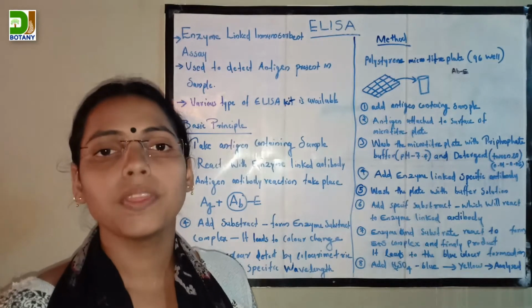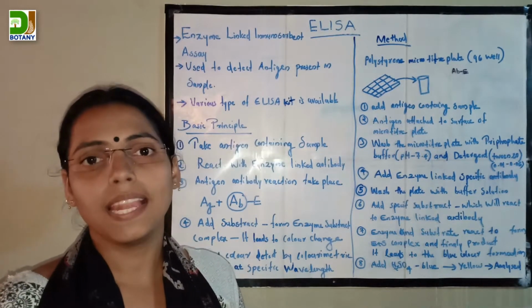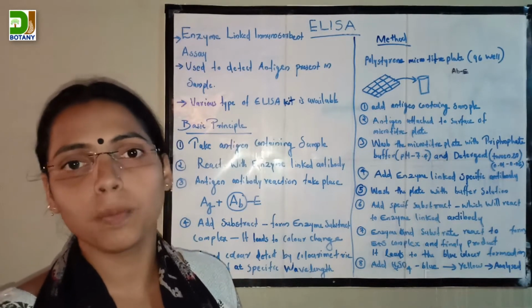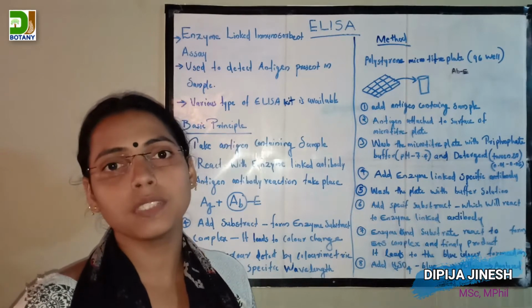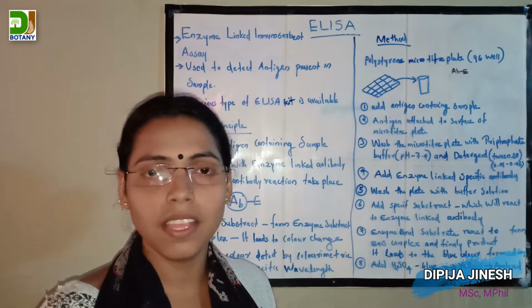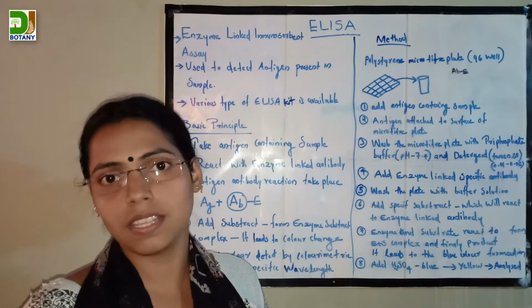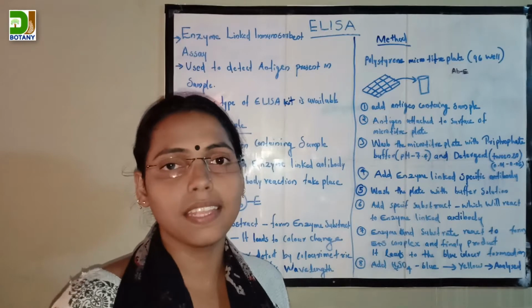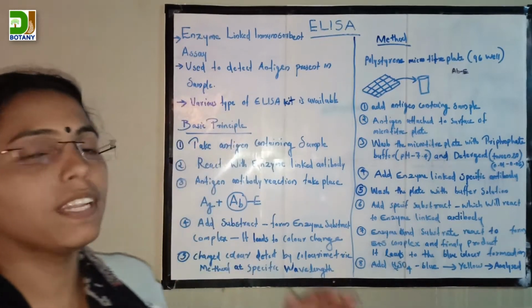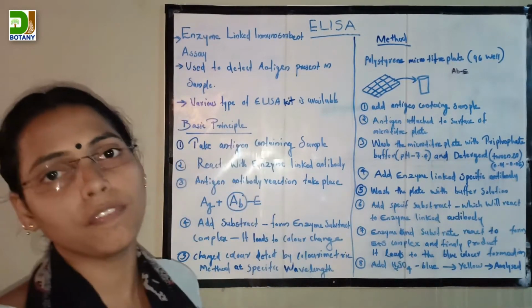Hi friends, today we discuss ELISA. ELISA means enzyme-linked immunosorbent assay. It's mainly used to detect antigen present in the samples. Now various ELISA kits are available in our market, for example, HIV ELISA kits. First of all, we discuss the basic principles of ELISA.